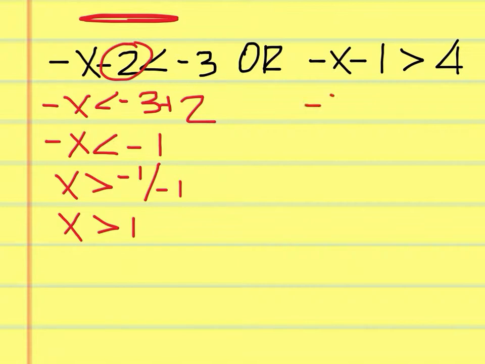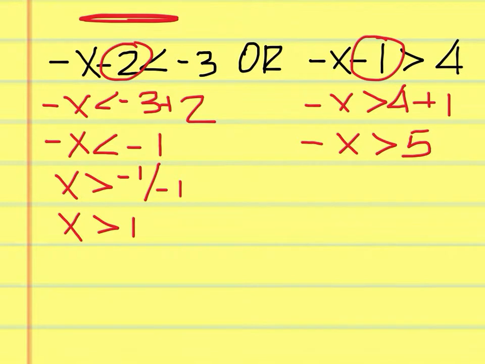On the right side, negative x greater than 4 plus 1, the opposite of this. 4 plus 1 is 5. So you're going to divide 5 by negative 1. When you divide by a negative, flip the inequality sign, so x less than a negative 5.